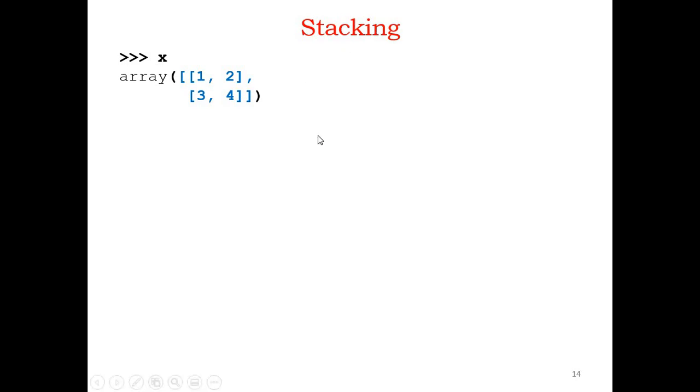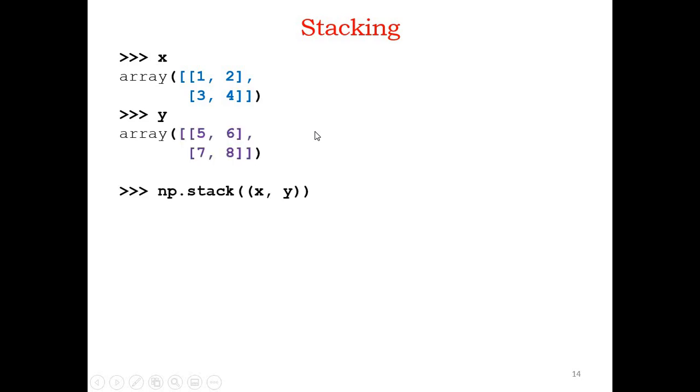In this case, x is a 2D array, 1 2 3 4, 2 by 2, and y is another 2D array, 2 by 2, and you want to stack x comma y. So you write x comma y in terms of a tuple, and you put this tuple inside this stack function.